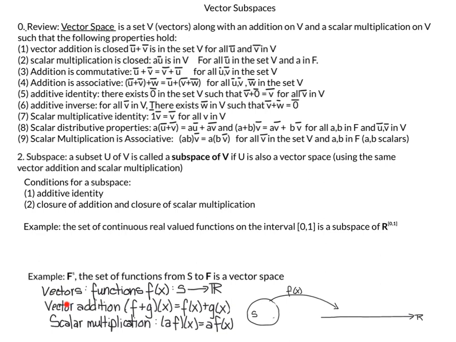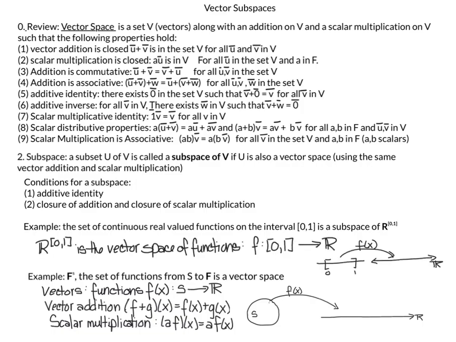And then we said that our vector addition was normal addition of functions, where (f plus g)(x) is equal to f(x) plus g(x), and our scalar multiplication is our normal scalar multiplication of functions. So a scalar a times f, evaluated at x, is equal to a times f(x).